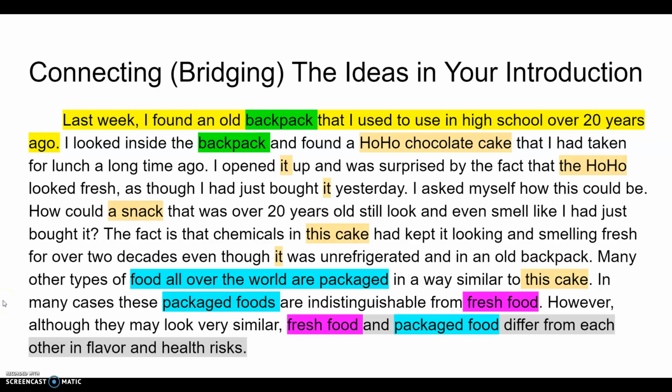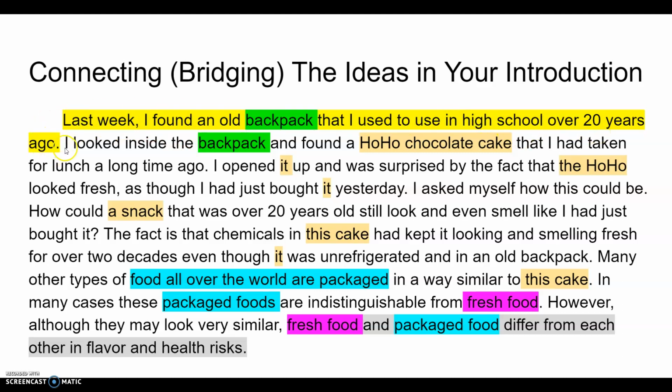The last thing I want to talk about is how to connect the sentences and ideas in your introduction. The introduction paragraph is not just random sentences about the topic. They're all connected in a special way. So one way you can connect them is to look for ideas that are similar in each sentence. So for example, in the hook I said, last week I found an old backpack that I used to use in high school over 20 years ago.